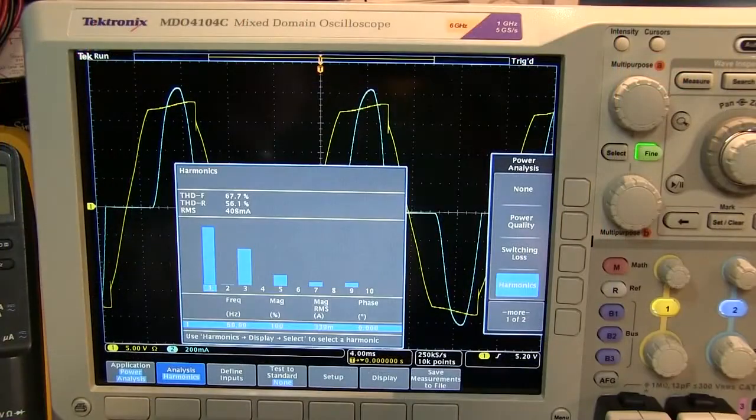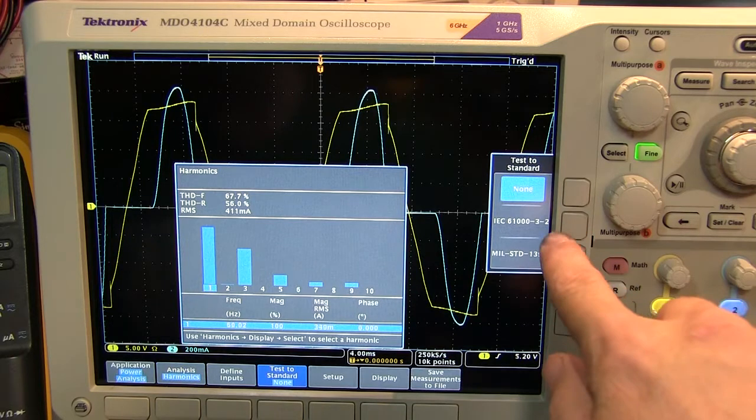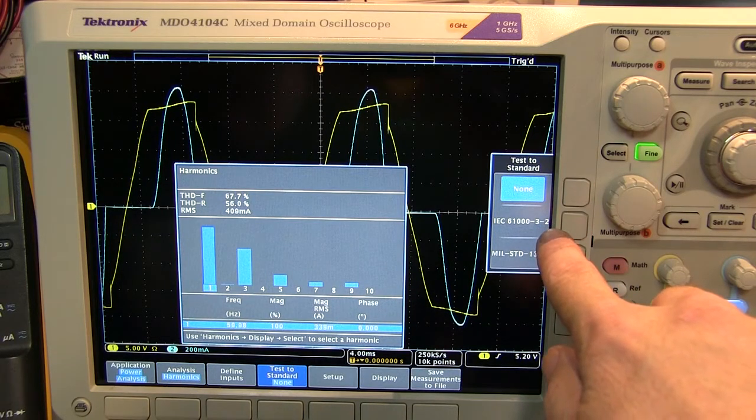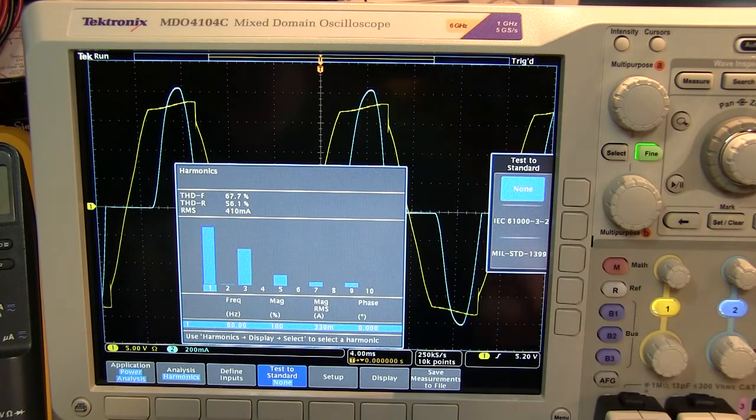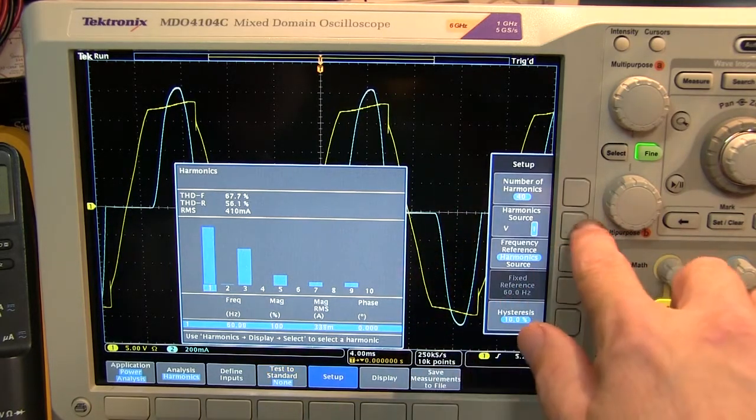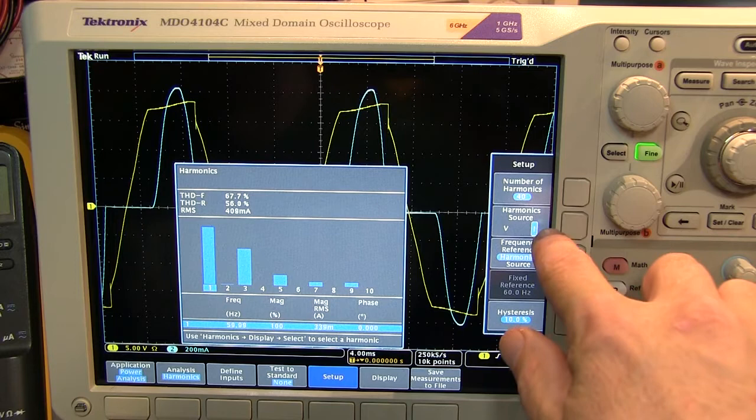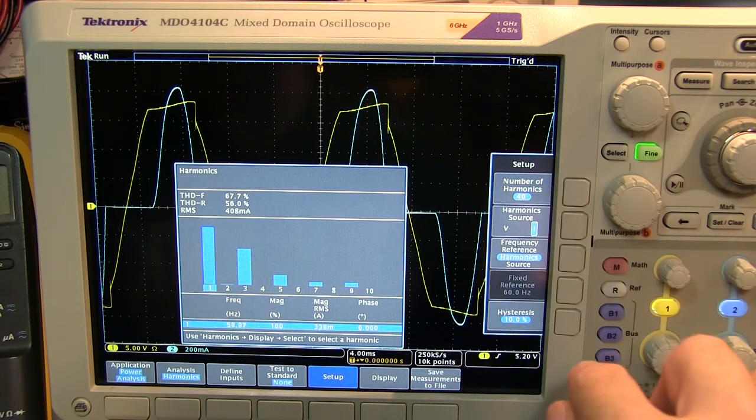The harmonics measurement gives a measure of the harmonic content of the power drawn by our system. Again, you can define the inputs and also test to various standards, including IEC 61000-3-2 and MIL standard 1399. The setup key will allow you to measure harmonics for the current or the voltage and the number of harmonics to take a look at.